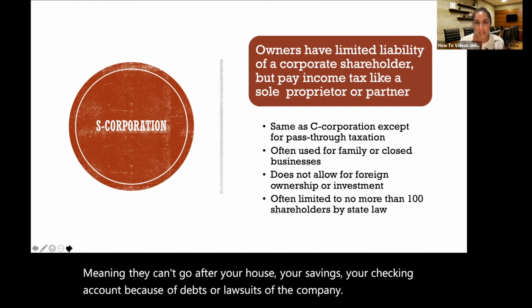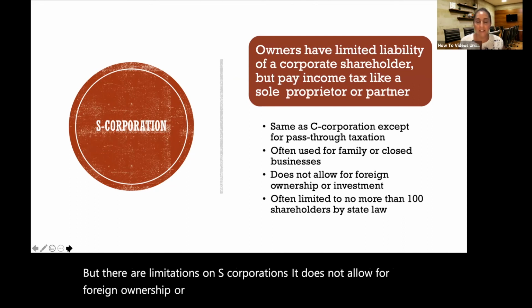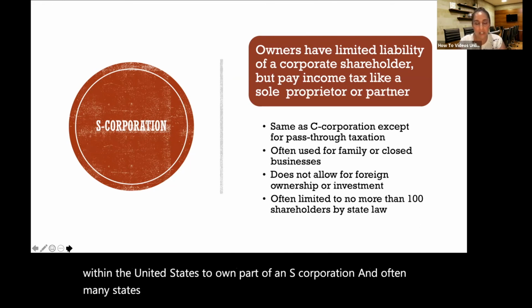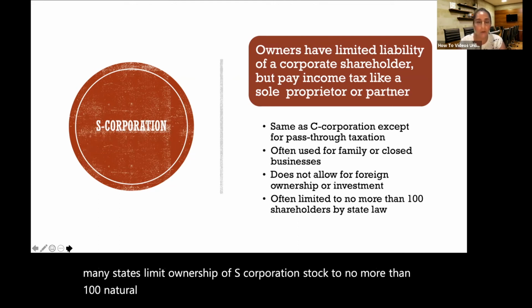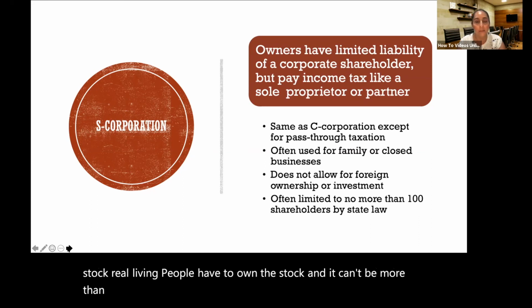But there are limitations on S corporations. It does not allow for foreign ownership or investment. Everybody has to be a citizen within the United States to own part of an S corporation. And often, many states limit ownership of S corporation stock to no more than 100 natural individuals, meaning other corporations can't own the stock. Real living people have to own the stock, and it can't be more than 100 people in the small S closed corporation form.